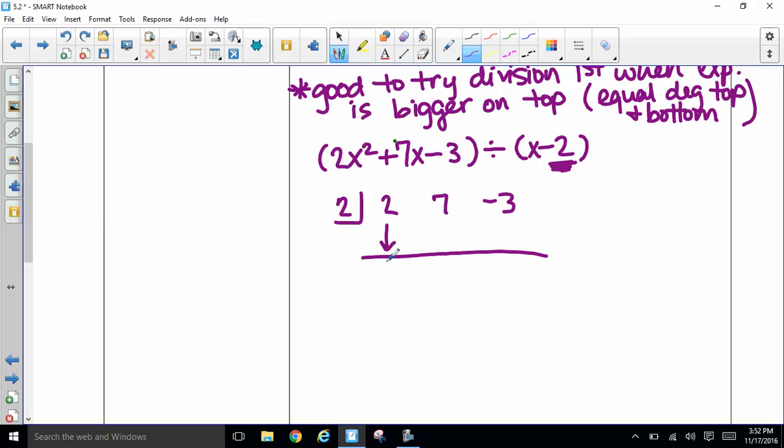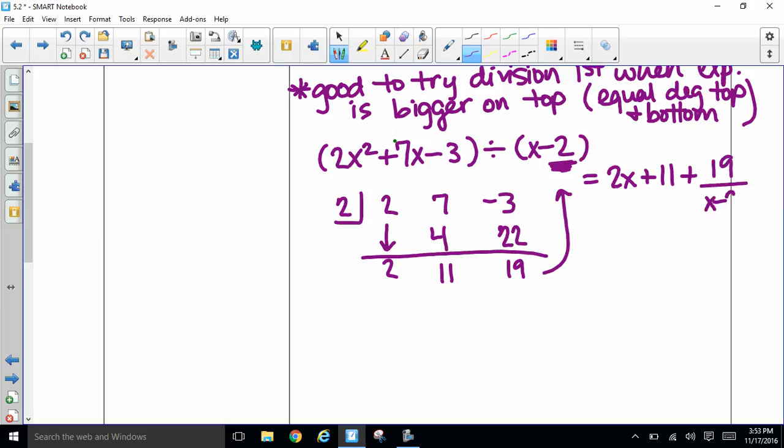Okay, bring down the 2. 2 times 2 is 4. So then we add for synthetic division, which is a change. So we get 11, 22, negative 3 plus 22, we get 19. So that means that this original expression is equal to 2x plus 11, and then our remainder, so plus 19 over what we divided by, x minus 2.